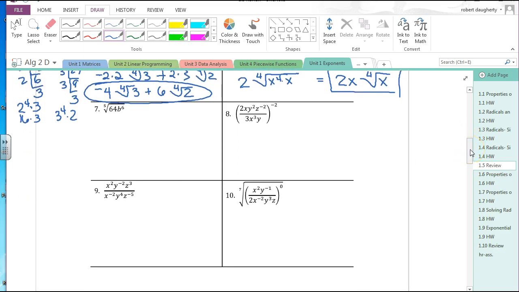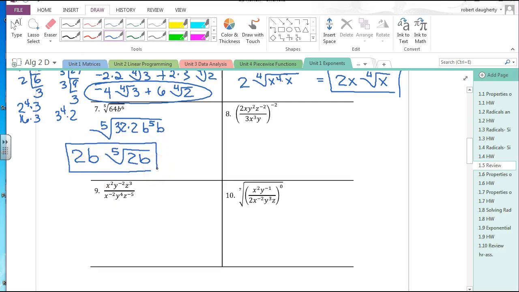Number 7, the fifth root of 64b to the 6th. I'm going to write this as the fifth root of 32 times 2, and b to the 5th times b. The fifth root of 32 is 2. The fifth root of b to the 5th is b. And that leaves me with the fifth root of 2b. So 2b times the fifth root of 2b is the answer here.